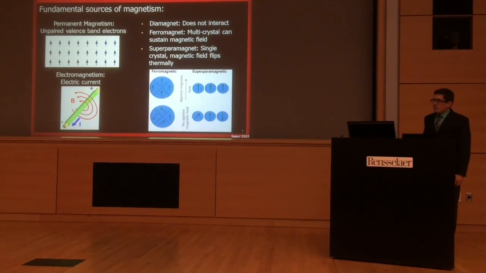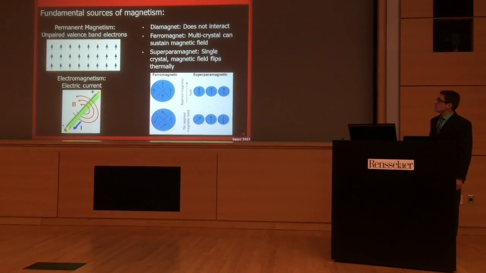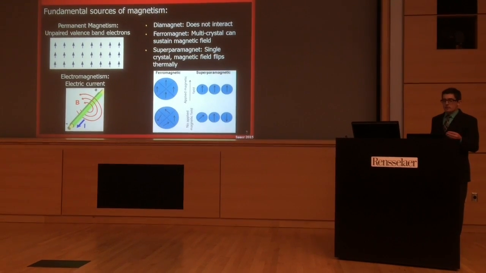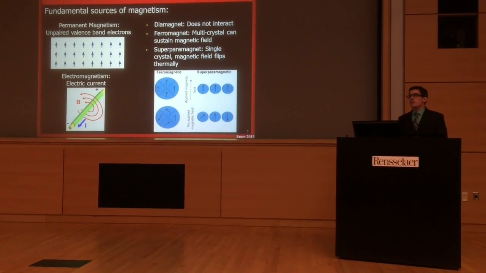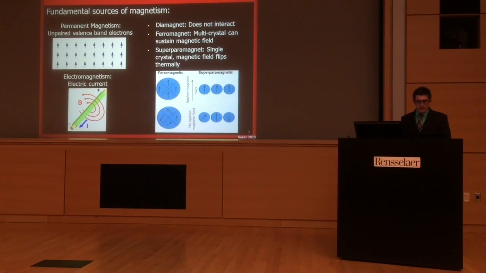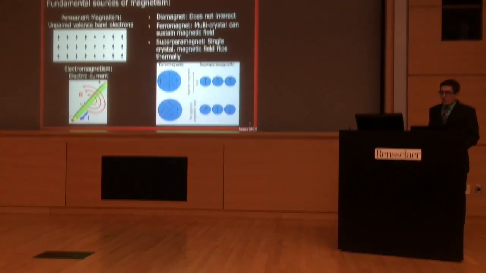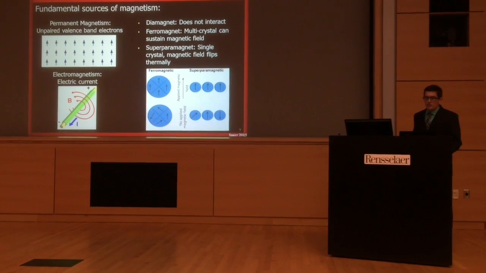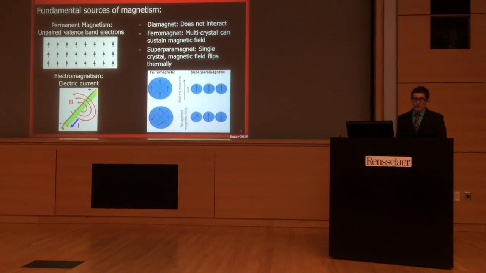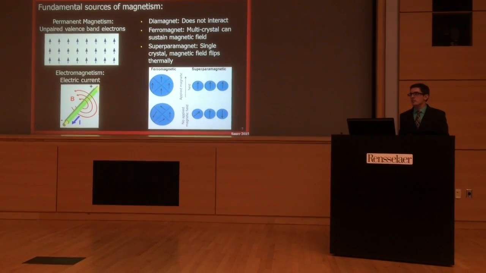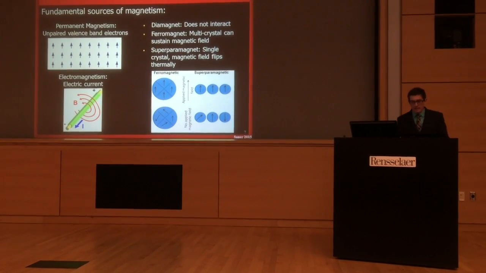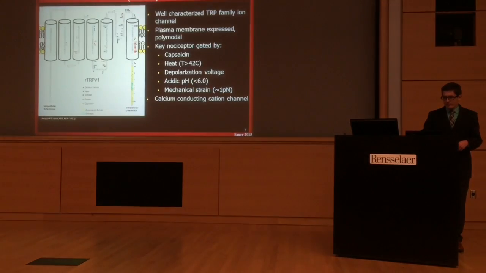A ferromagnet is a multicrystalline particle that's able to sustain a magnetic field. And that's why your fridge magnet is able to stick to your fridge even though you're not applying any magnetic field to it. And finally, if a ferromagnet gets sufficiently small, it'll become a single crystal. And this single crystal can have its moment flip thermally. It'll align in the magnetic field, but then its moment will go away once the applied magnetic field goes away.